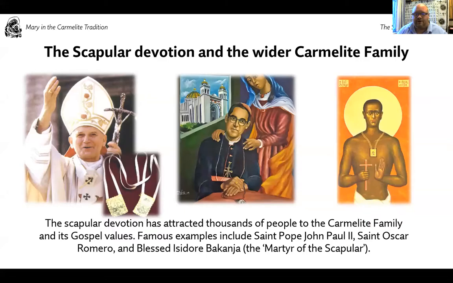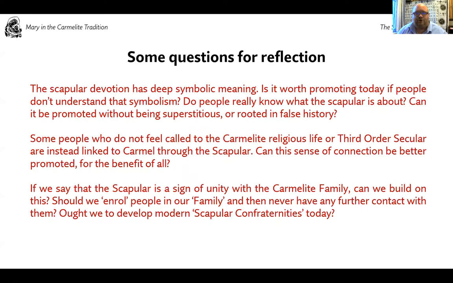So I'm going to close with some questions for your ongoing reflection. The scapular devotion has deep symbolic meaning. Is it worth promoting today if people don't understand the symbolism? Do people really know what the scapular is about, and can it be promoted without being superstitious or rooted in false history?